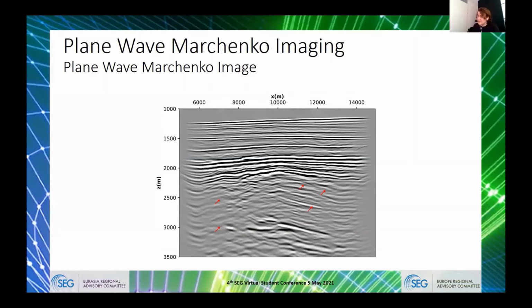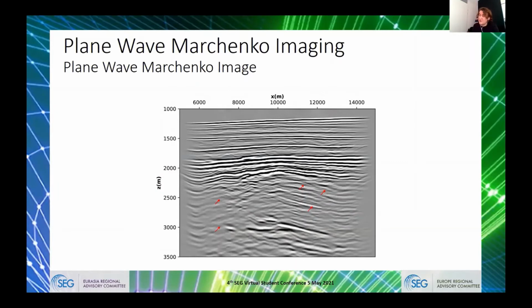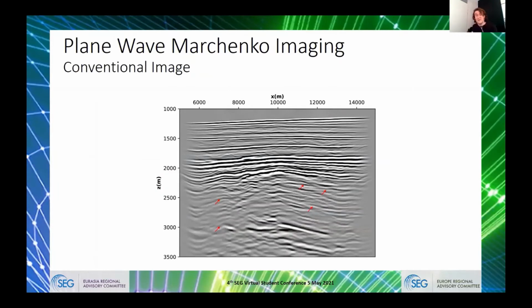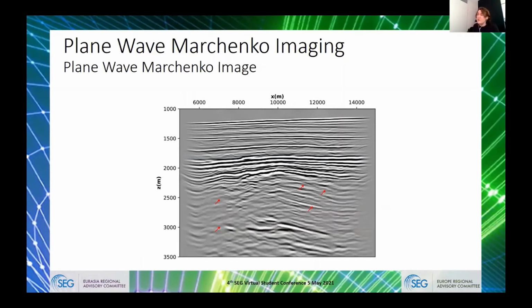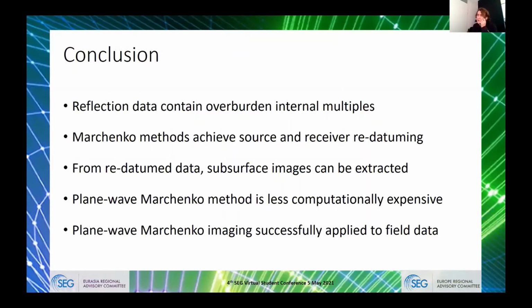So I'll show you, this is the plane wave Marchenko result, and this is the conventional image: Marchenko, conventional, Marchenko, conventional. You can clearly see some improvements in this final image due to the multiple suppression. This is the difference between the two. It's not that interesting for now, I don't think.